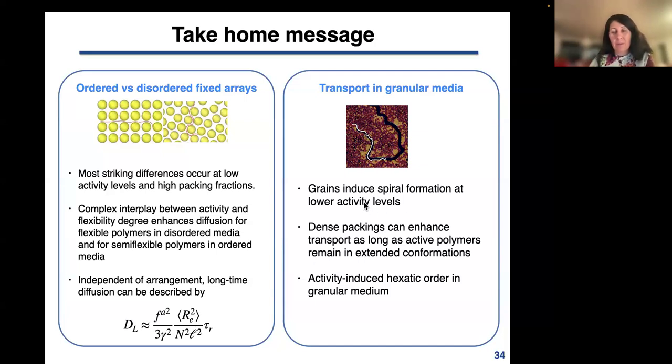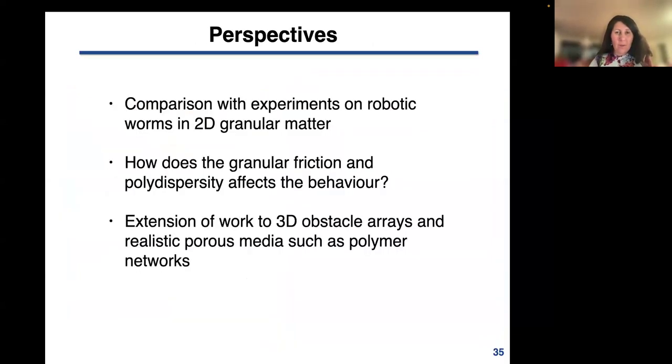And for grains, what we have understood so far, which is a work in progress, is that, as you saw, grains can induce a spiral formation at low activity levels, lower activity levels compared to free space, if you have these self-avoiding filaments. And again, in moderate activity levels, the dense packings can enhance transport as long as the polymers are not getting into the spiral conformation. And for me, it's at least visually very attractive that by an intruder you can induce hexatic order in the granular medium. So it would be interesting to explore this a bit more. This is a work in progress.